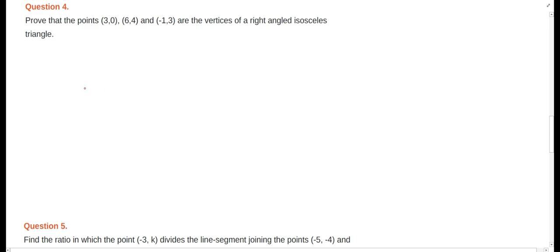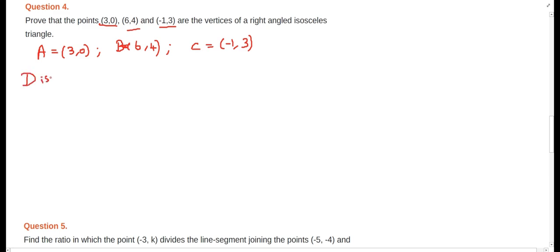Question number 4. Prove that the points 3 comma 0, 6 comma 4 and minus 1 comma 3 are the vertices of a right angle isosceles triangle. So just consider the points A equal to 3 comma 0, B is 6 comma 4 and C equal to minus 1 comma 3. So you have to find the distances AB, BC and AC.